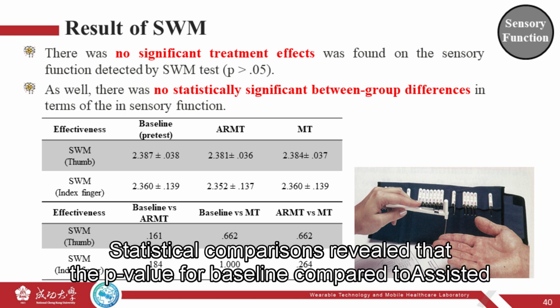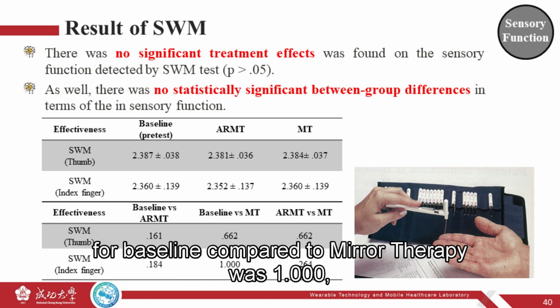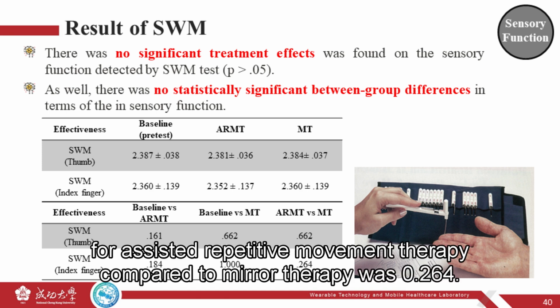Statistical comparisons revealed that the p-value for baseline compared to assisted repetitive movement therapy was 0.184, for baseline compared to mirror therapy was 1.000, and for assisted repetitive movement therapy compared to mirror therapy was 0.264.